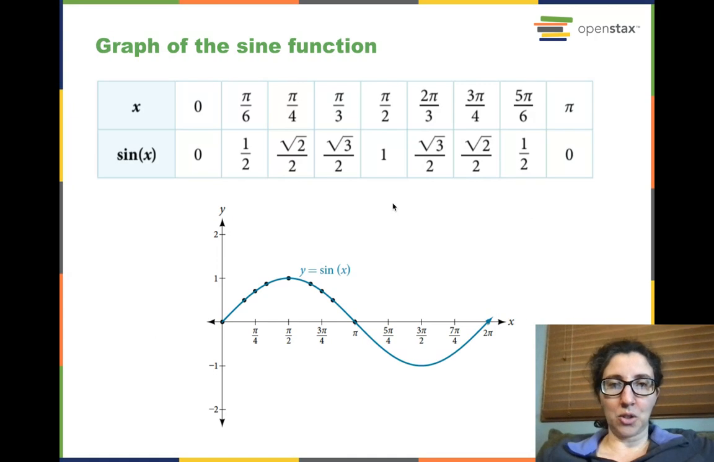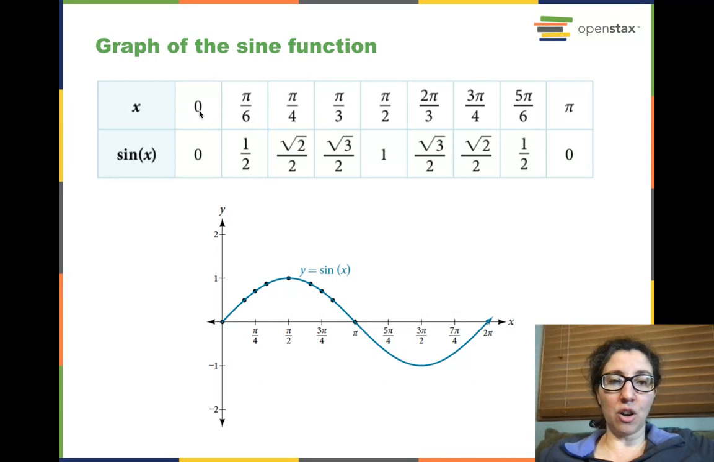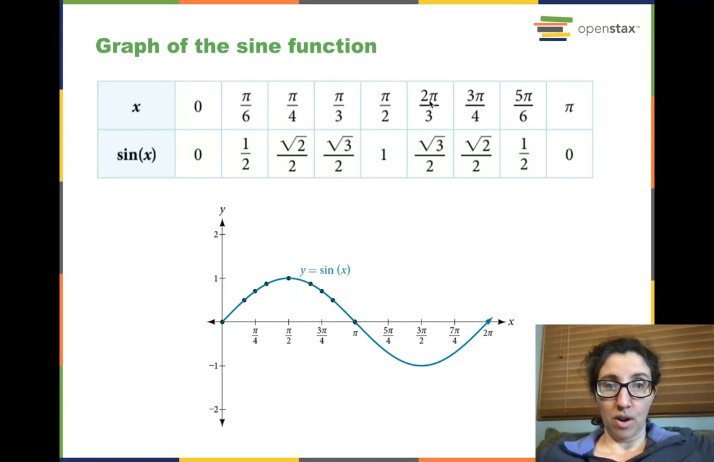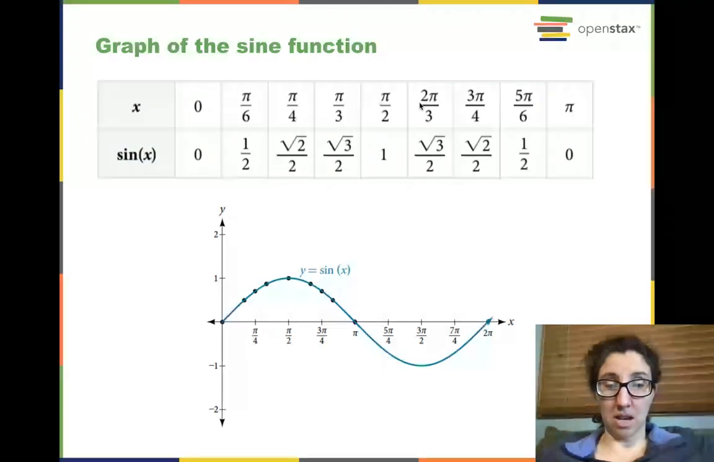All right, now let's go to static mode. All right, so here are reference angles, 0 to pi halves, right? And we could fill in the rest of these by using reference angles, right? Kind of like we talked about with the first slide.